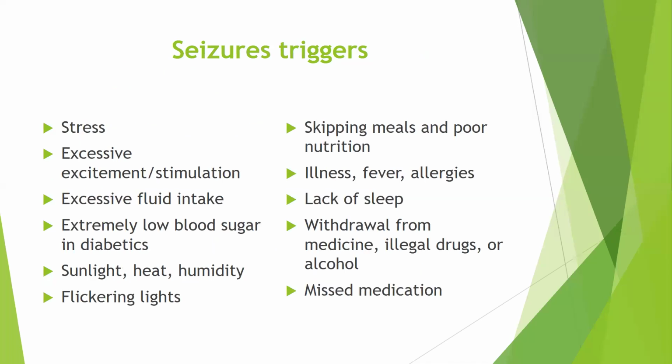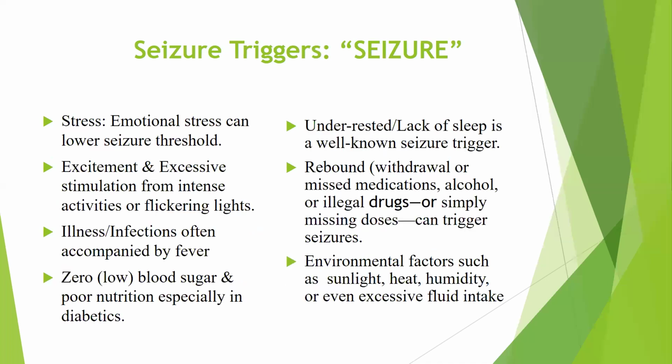Okay, so what are seizure triggers? Let's go to the mnemonic, seizure triggers. So these are the things that trigger seizure. There is stress: emotional stress can lower a patient's seizure threshold and they can begin to convulse. Excitement and excessive stimulation, from intense activities or flickering lights. When you put on a light, all of a sudden they can trigger a seizure. Illness or infection, often accompanied by fever.